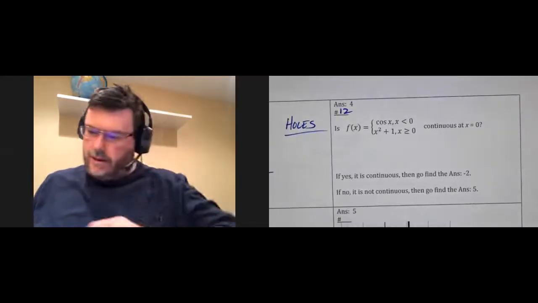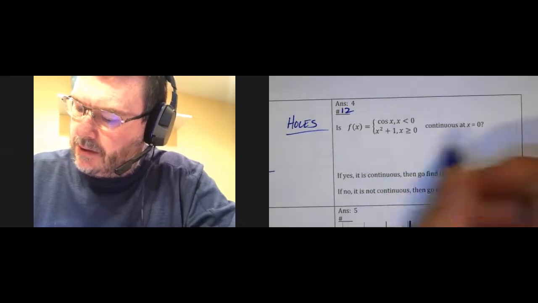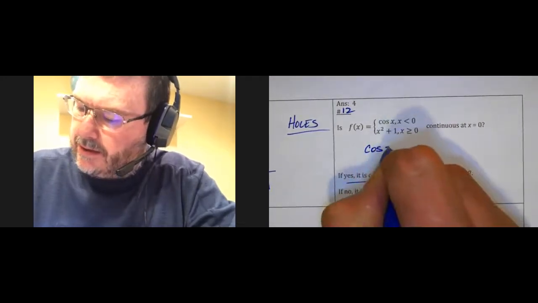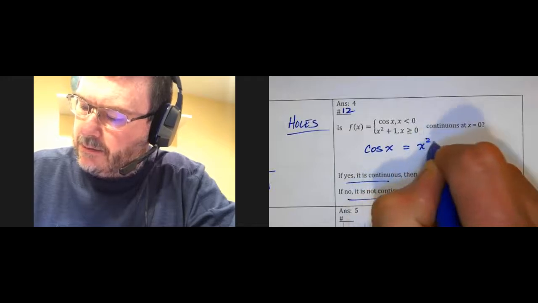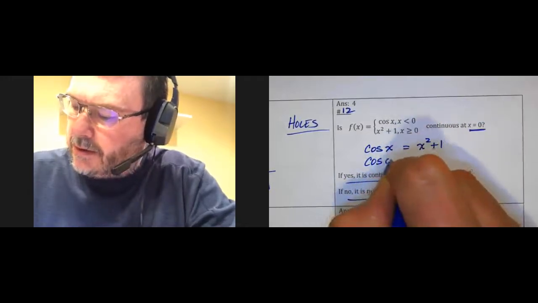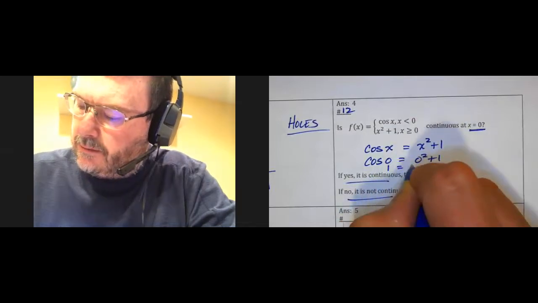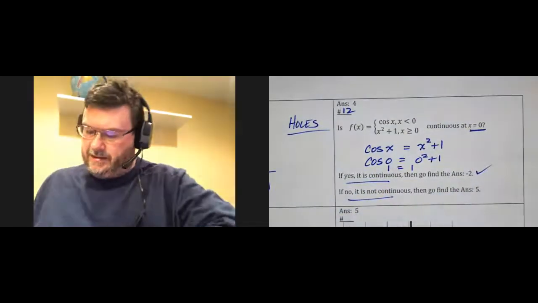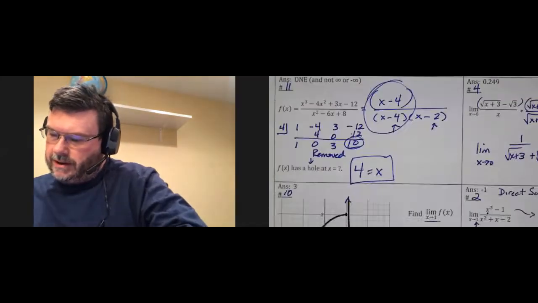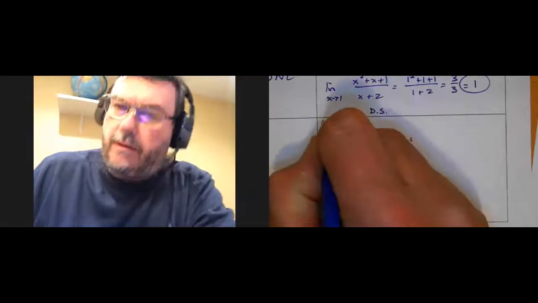So number 12, is it continuous at 0? Yes or no. So again, I'm checking to see whether cosine x is equal to x squared plus 1 at 0. So the cosine of 0, does that equal 0 squared plus 1? Cosine of 0 is 1, 1. This is yes. This is a negative 2. And negative 2 is down here.